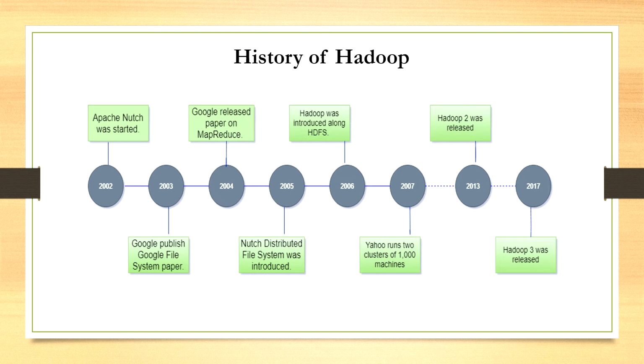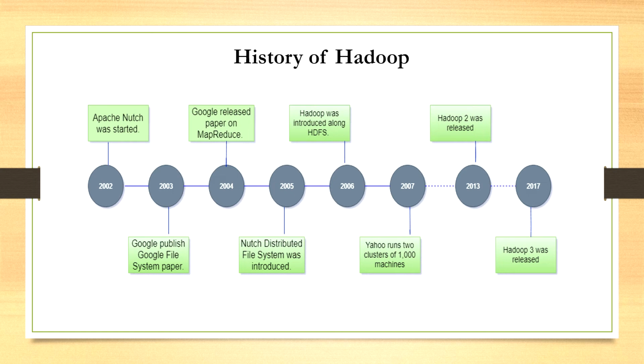So at Yahoo, firstly he separated the distributed computing parts from Nutch and formed a new project called Hadoop. He gave the name Hadoop because it was the name of a yellow toy elephant which was owned by his son. In January 2008, Yahoo released Hadoop as an open source project to ASF, the Apache Software Foundation. Finally, in July 2008, the Apache Software Foundation successfully tested a 4,000 node cluster using Hadoop.